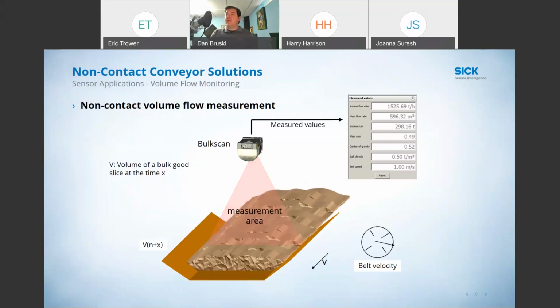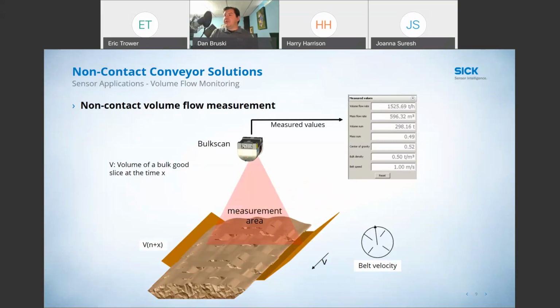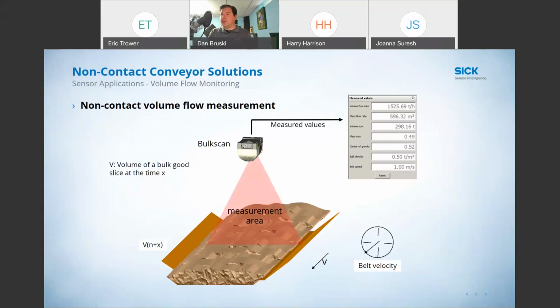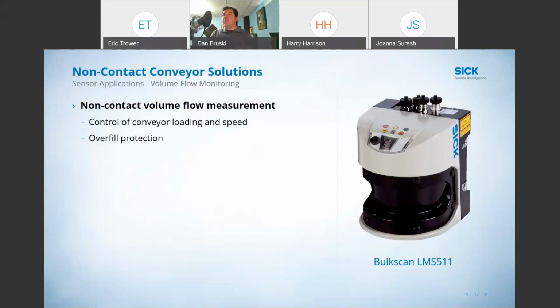So this method not only gives us information about the amount of material being transported, but it also gives us a control value to adjust the conveyor loading upstream, as well as conveyor speed, which can be used to achieve exactly the right volume of material to be delivered.